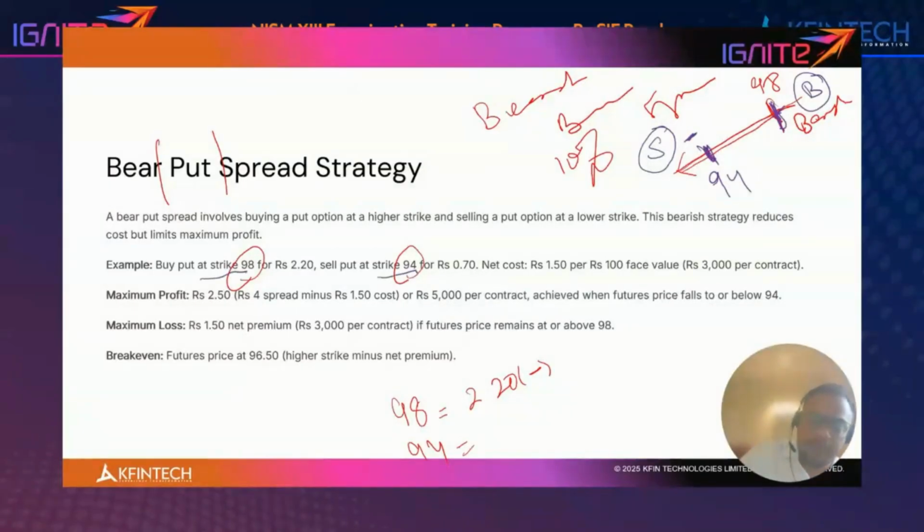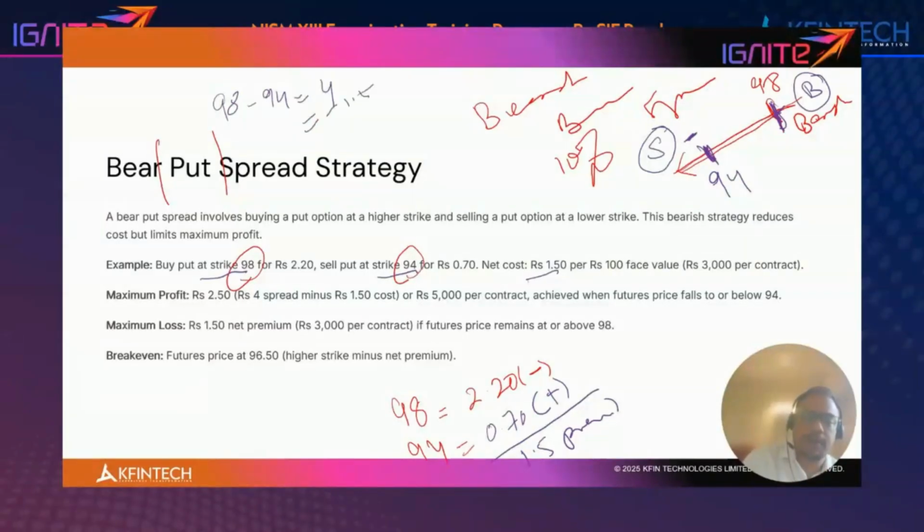When you're selling a put, you will receive the premium. So paid and received net, 1.5 is the premium paid, because 2.2 you paid, 0.70 you got, so 1.5 is the premium paid. Maximum profit will be 98 minus 94, which is 4 rupees, but you have already paid 1.5 premium, so minus 1.5. Maximum profit will always be 2.5.